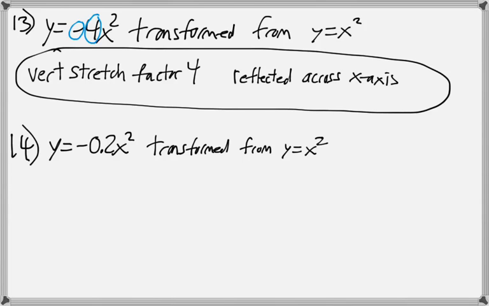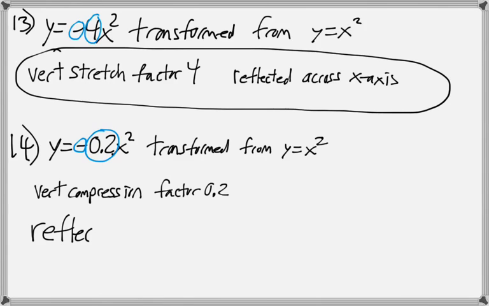And with the next one, we still have that negative sign, and then we have a 0.2. So because it's 0.2 and that's a decimal between 0 and 1, it's going to be a vertical compression factor 0.2, and it's going to be reflected across the x-axis.